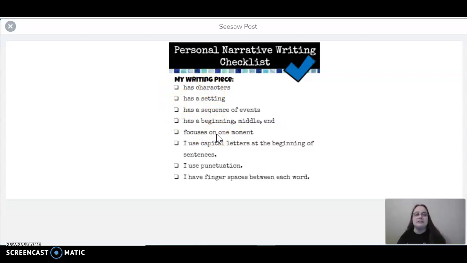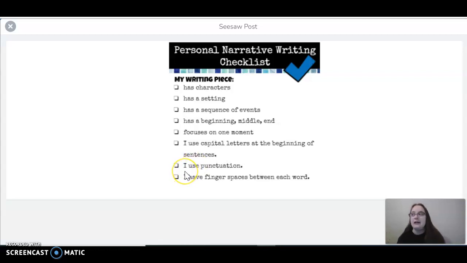And remember, revising is talking about what is in your writing, so what you are actually writing about. The last 3 are what we would consider editing pieces of our checklist. So our first one says, I use capital letters at the beginning of sentences. So that means you're going to go through every page and every sentence of your writing and make sure, okay, I do have a capital letter at the beginning of my sentence. And if you don't, this is your time to fix it and make that letter capital.